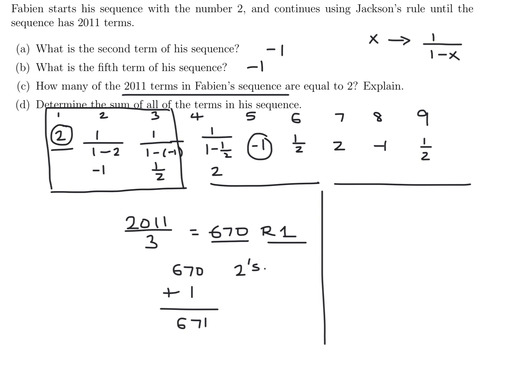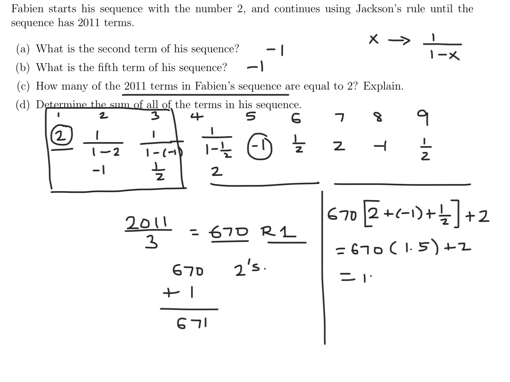And finally, part D, determine the sum. Okay, well, that's pretty easy because every set of 3 has a sum of 2 plus negative 1 plus 1/2, correct? And we have 670 of those. And then we have that final 2 at the end, the 2011th term, I guess. So that's all this is. So this is 670 times 1.5 plus 2. And that is 1007.